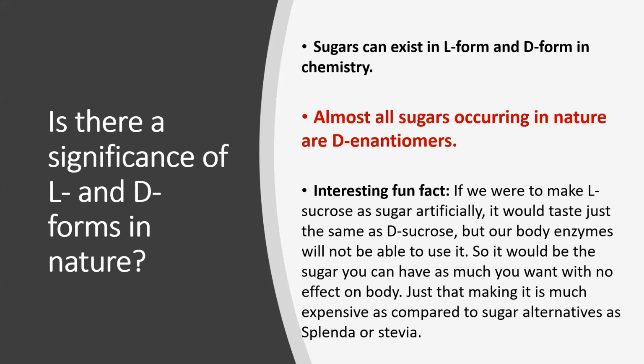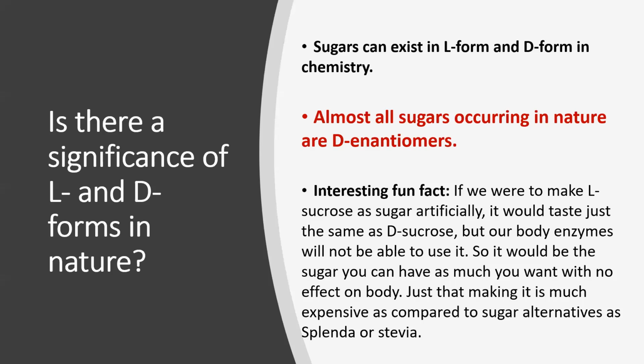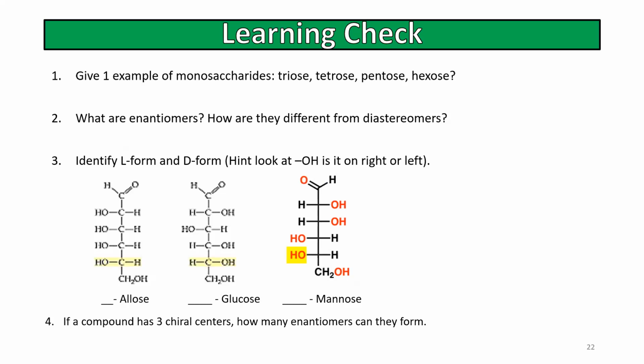Okay, so is there a significance of L form and D form? All the sugars in nature are D form, everything. That's really, really interesting. So our body only deals with the D form of sugar. We don't deal with the L form. And when you go to another chapter, you will see it only exists in L form. All the amino acids are only in L form. Okay, so this finishes the configuration, or learning of the chemistry part.